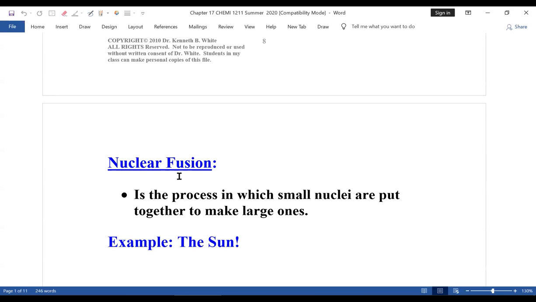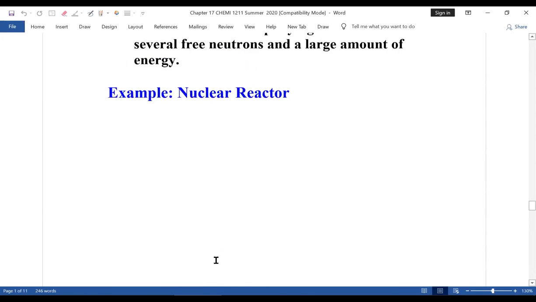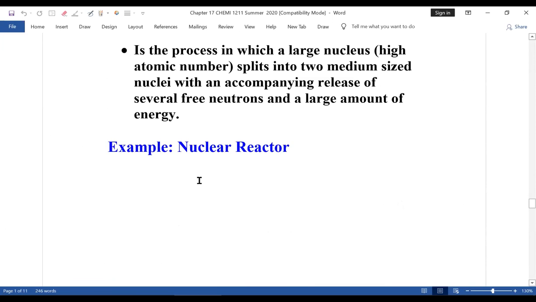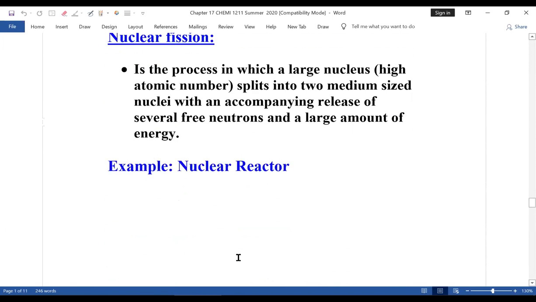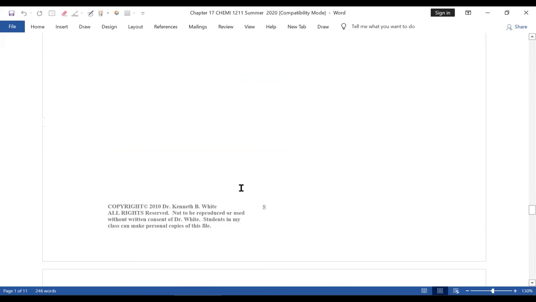Unfortunately, the second bomb, the hydrogen bomb that was dropped on Nagasaki, was a nuclear fusion bomb. Now, if I ask you on a test to give an example of nuclear fusion in our daily life, I like to remember fusion, U, the sun. U, fusion, the sun. And then fission is a nuclear reactor, no U, just an I. And that's what you should know.